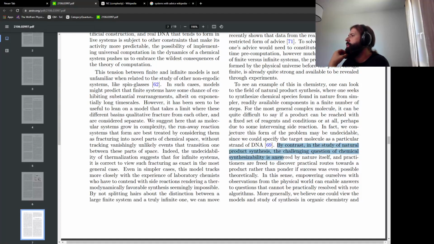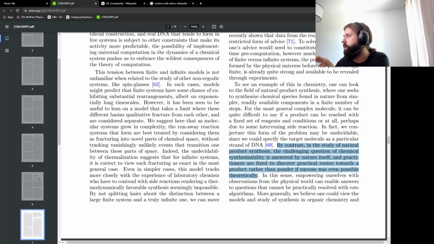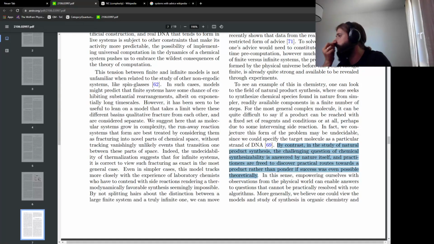So what do they mean? They mean that because we know that the actual end product exists, we know that it must be synthesizable. And so that is what the advice is telling us. The challenging question of chemical synthesizability is answered by nature itself, and practitioners are freed to discover practical routes towards a product rather than ponder if success was even possible theoretically.